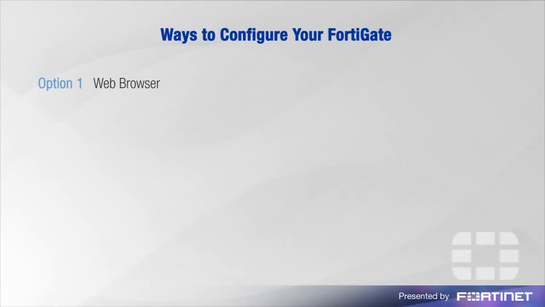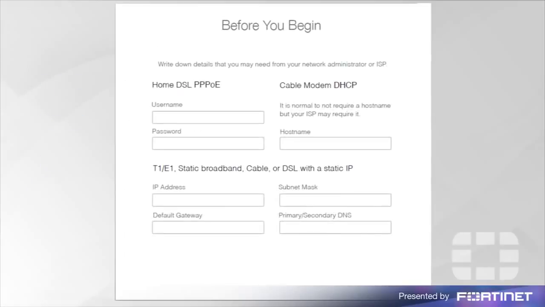Alternatively, you can use FortiExplore, Fortinet's custom-built configuration tool, to configure your unit from Windows and Macs or iPhones and iPads. Please note the following details about your network will be required to configure the WAN interface for internet connection.